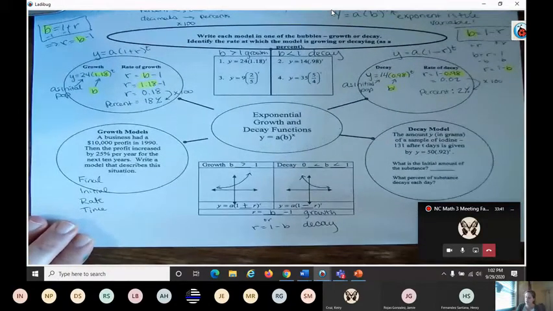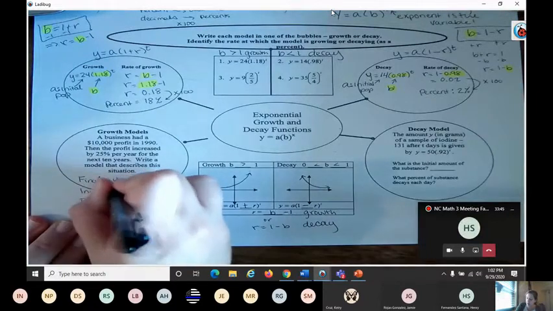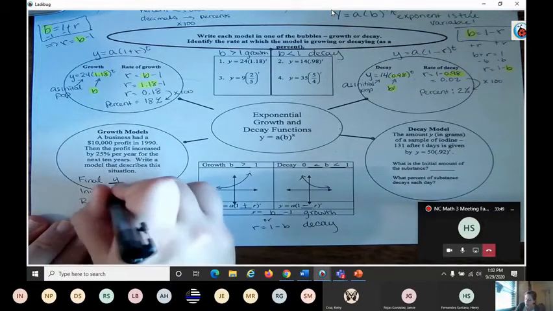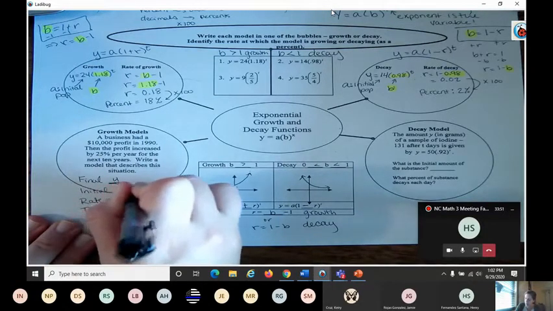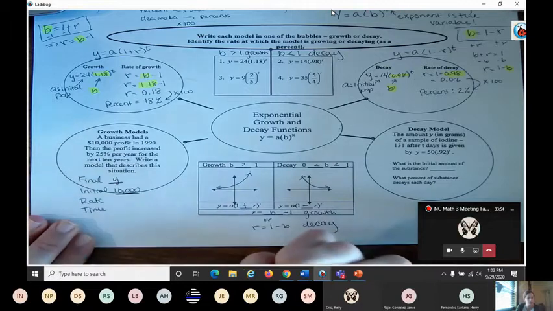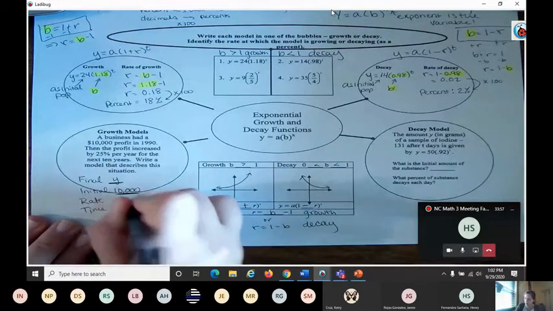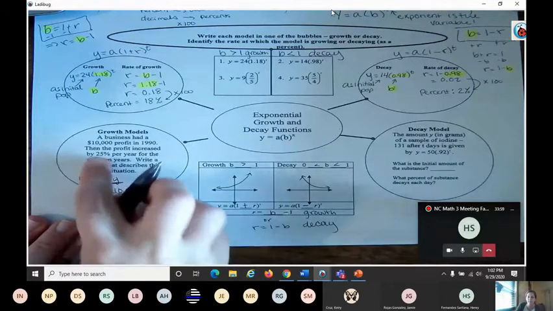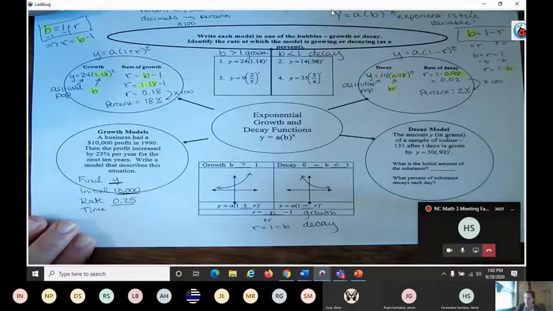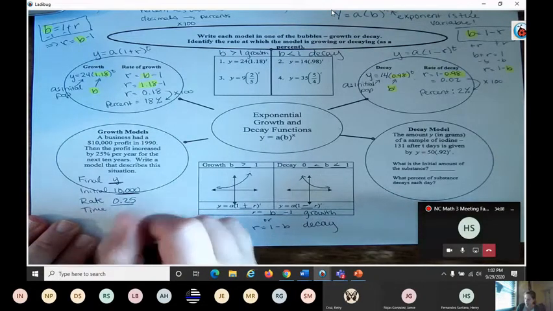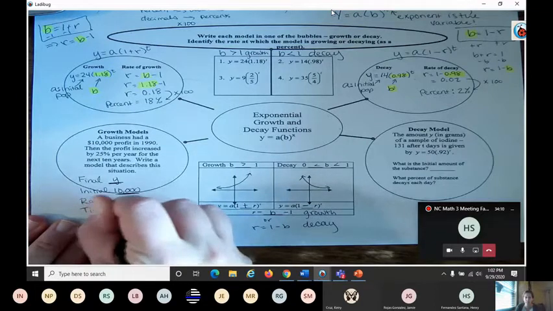Okay? The final amount here is not listed, so I'm going to use Y as my value. The initial amount was the $10,000. The rate was 0.25. They wrote it as a percent. I divided by 100 to get my decimal. And my time is 10 years.